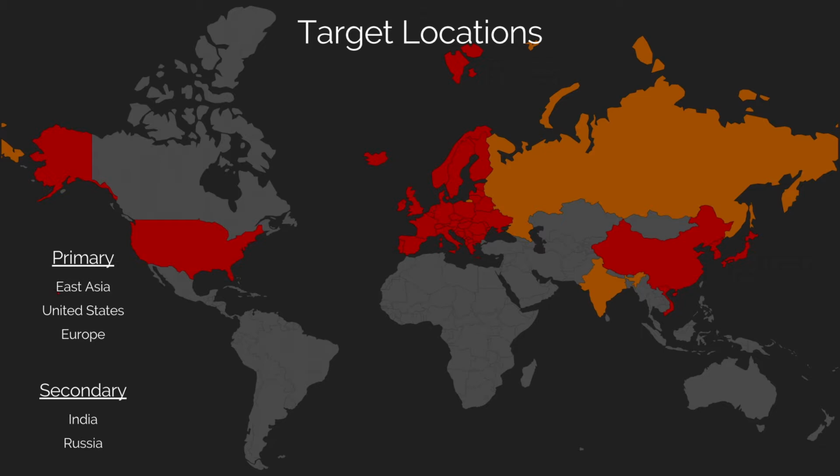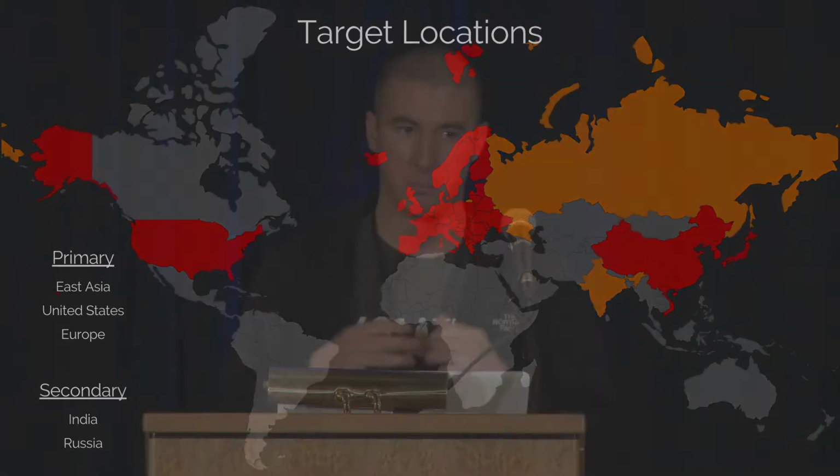So the target locations of this attacking entity, for the attacks that we observe, obviously vary quite a lot, especially depending on your telemetry as a vendor and so forth. But based on our solution, we are able to build out some general target locations. And we have some primary targets and then secondary targets. Primarily, we see these guys operating in the United States and East Asia.